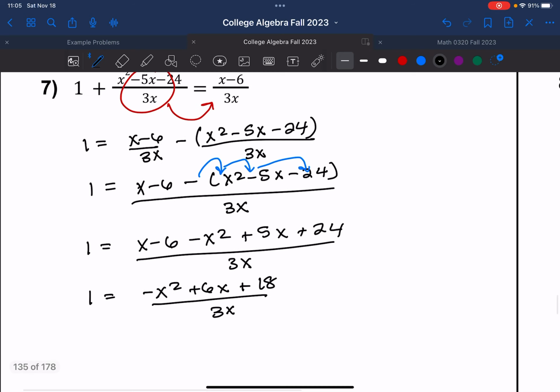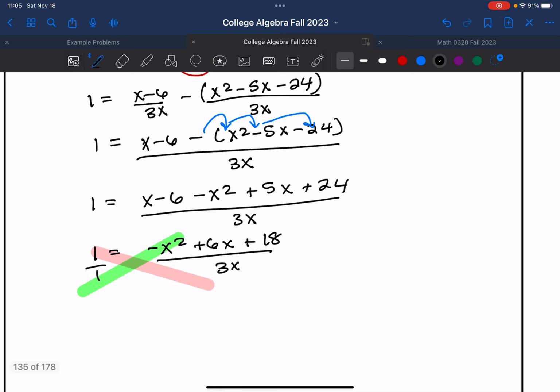Remember, I can turn that 1 into a fraction by putting it over 1. So now I have a fraction equal to another fraction. So I'm going to cross multiply. So looking at the green line, I have 1 times that quadratic. 1 is not going to change it, so I'm just going to write the quadratic. Negative x squared plus 6x plus 18 is equal to 1 times 3x, which I can just write as 3x.